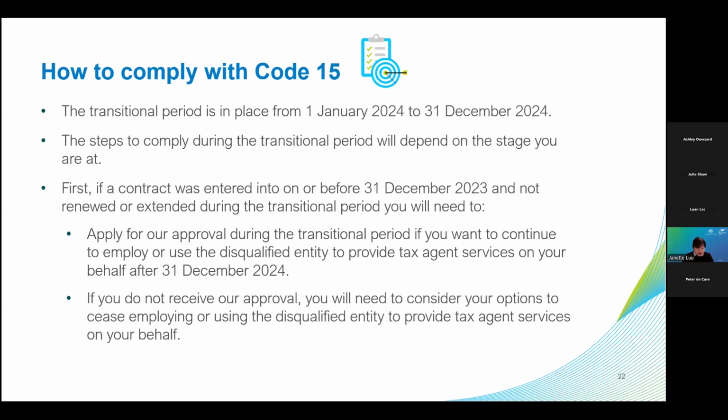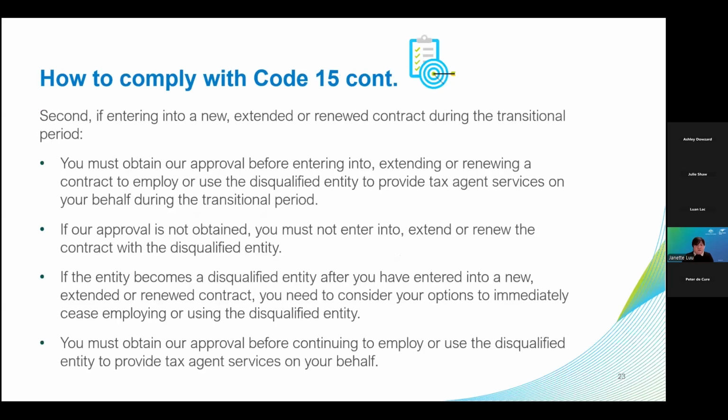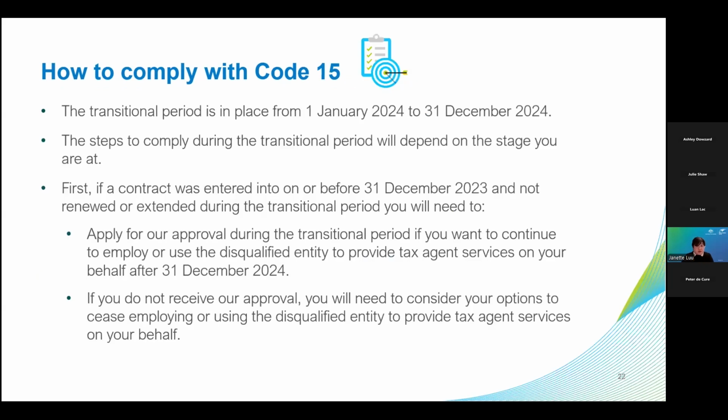So let's look at those different scenarios now and see how it might apply during that transitional period. Firstly, we might just go back a slide if we can, Lynn. Firstly, if the contract was entered into on or before 31 December 2024, and you are not looking at renewing it or extending it during the 2024 calendar year, you can actually allow that arrangement to continue until 31 December 2024. However, if you want that arrangement to continue after that date, you do need to seek TPB approval. So we ask that you do that early to give you continuity.